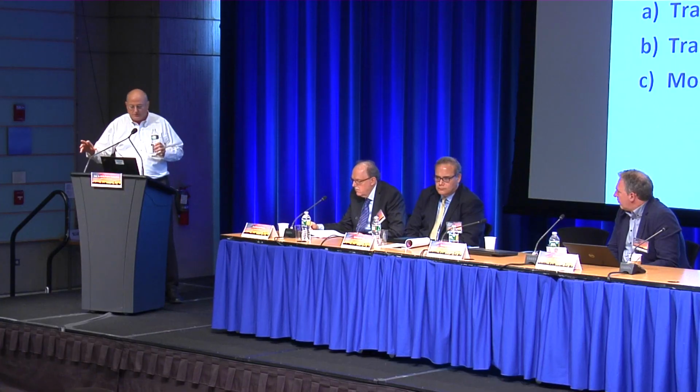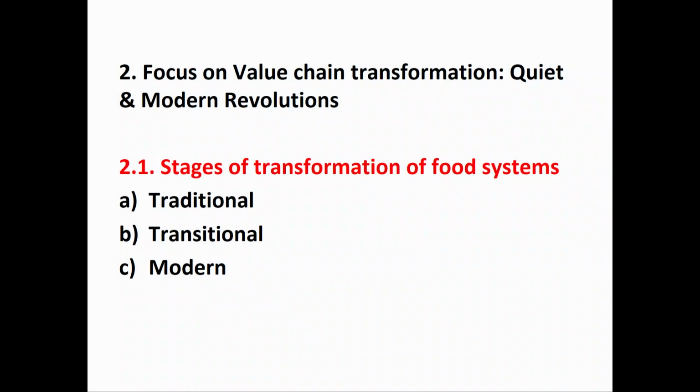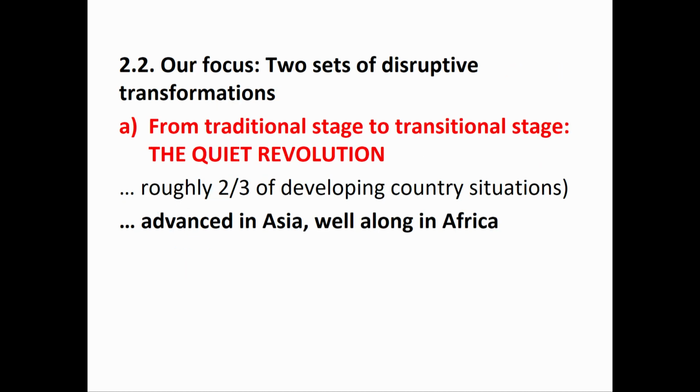My fundamental point about food systems and what we've observed after our careful analysis of a lot of empirical data is that there's 3 stages of transformation that one observes. Basically, traditional food systems, which are waning and disappearing, transitional food systems, which are now, I would say, the majority of the situation in developing countries, and then modern food systems, which are emerging. And so I'll talk about 2 sets of transformation. One is from traditional to transitional, and one is from transitional to modern.